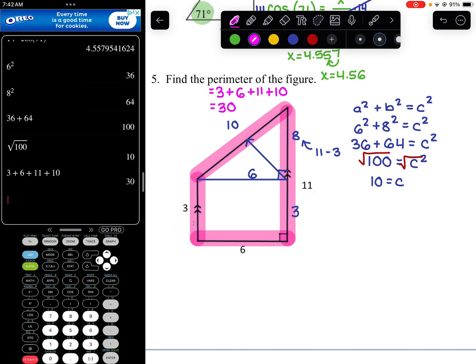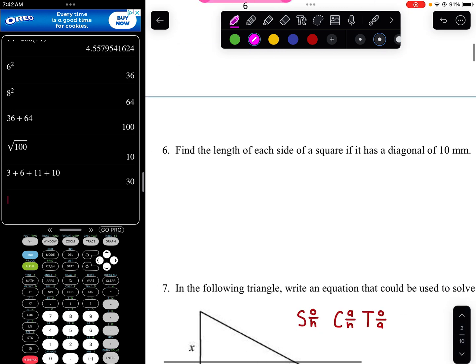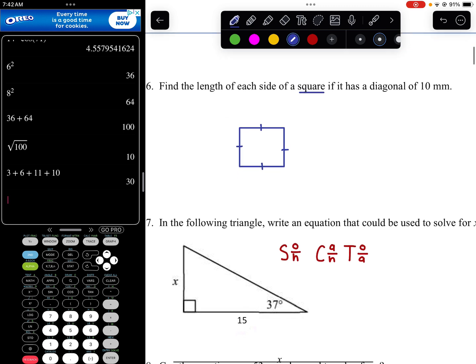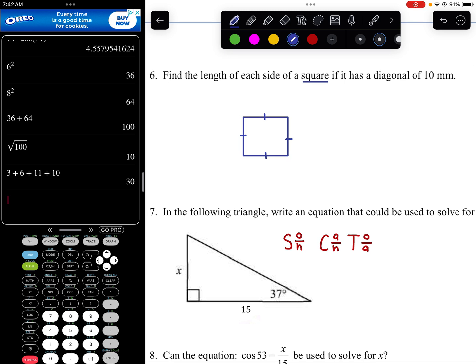Come down, take a look at picture number 6 with me. They tell us that we are looking at a square. Let me go ahead and quick sketch a square. Remember, a square has 4 equal sides. I'm going to go ahead and mark they are equal by using the same tick marks. 4 sides that have the same length. And it says that it has a diagonal of 10, and they want us to calculate the length of each side.